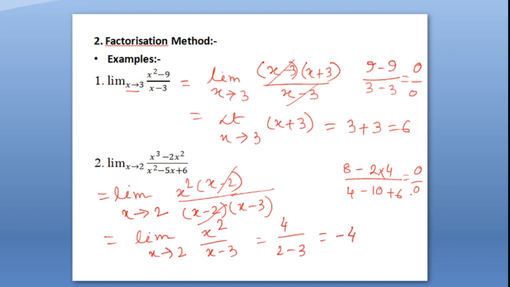Another point: whenever we cancel any two algebraic factors, like x minus 3 by x minus 3, we always write x is not equal to 3, otherwise it is invalid. But here we are not writing it, because the limiting value of x equal to 3 doesn't mean x equals 3. Therefore, we can easily cancel this.